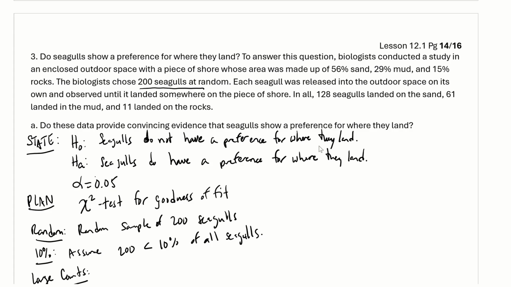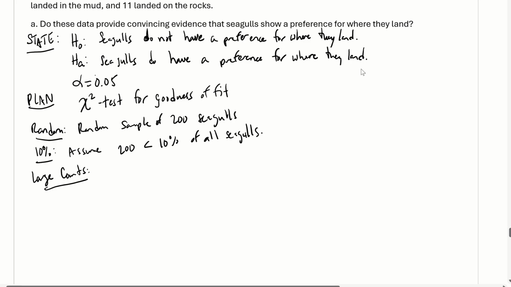But if they do have a preference for sand, then we would expect more than 56% of the seagulls in sand. Does that make sense? So maybe we would expect 70% of the seagulls or more, greater than 56%, that prefer sand, and less than the others. So this is what we're saying: we would expect 56% of the 200. So let's do that here.